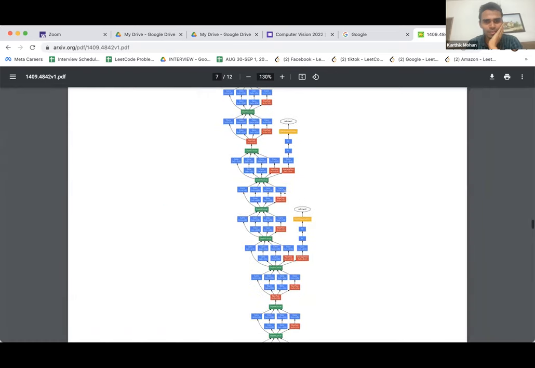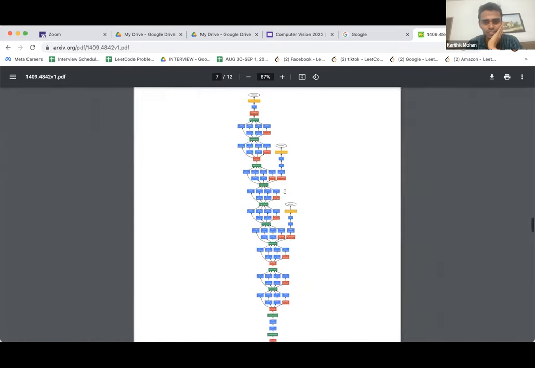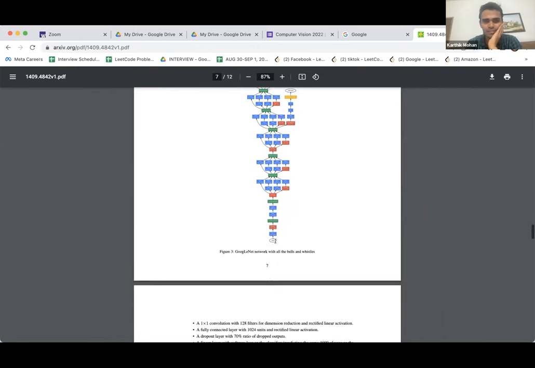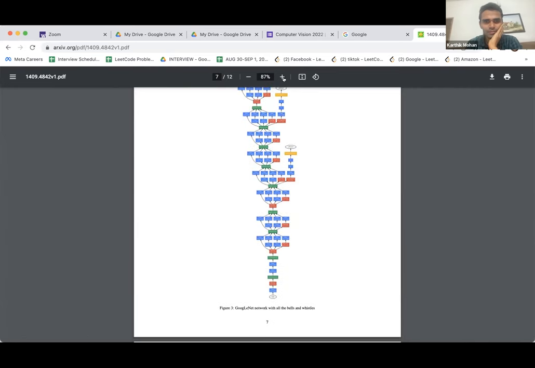So anyway, you can just think of this as, I mean, it looks really complicated, but it's a lot of repetition. So you just have multiple layers of Inception modules in this, right? So I just want to share that. Okay, so let's go back.